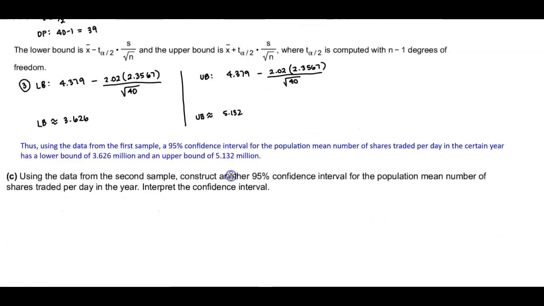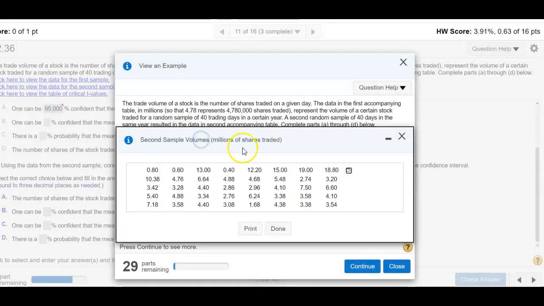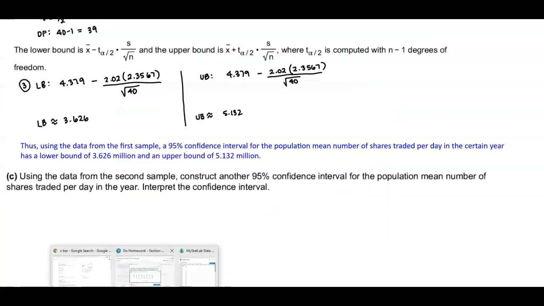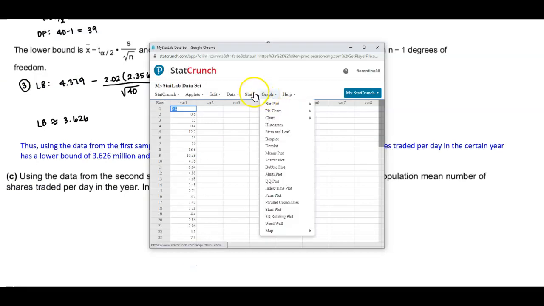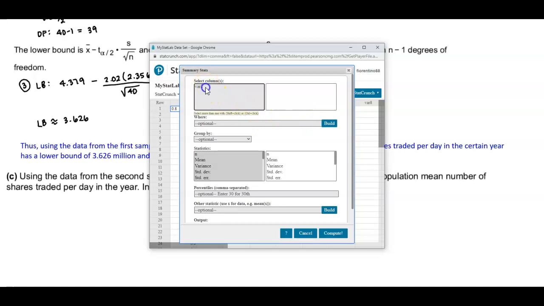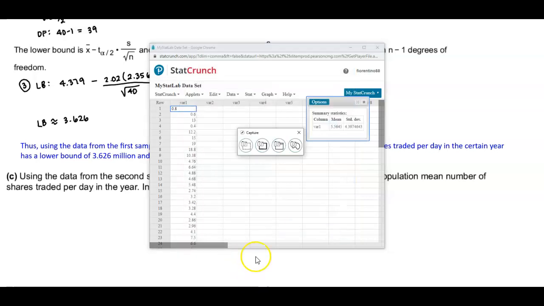Now we're going to use the data from the second sample to construct another 95% confidence interval for the population mean of the shares traded per day in the year, and then interpret the confidence interval. So let's open the second sample here, and open that up in StatCrunch. Now that we have that open, we first want to find the summary stats. We're going to go to columns, and then find the mean and the standard deviation.